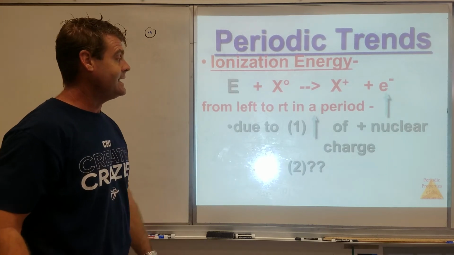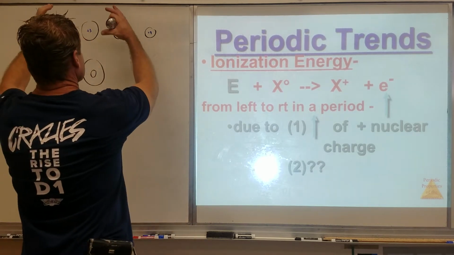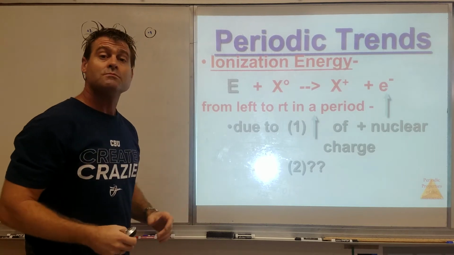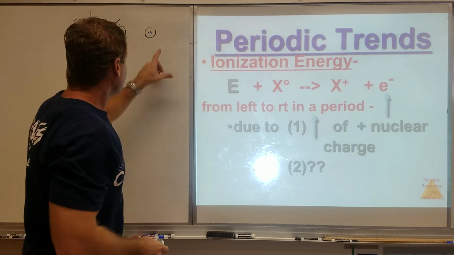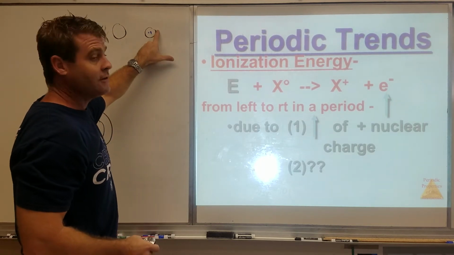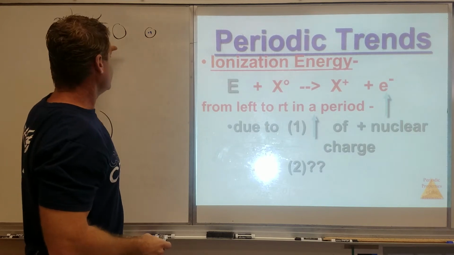And then secondly, what do you notice? The atoms are getting smaller. So therefore, if they're smaller, wouldn't you agree the outer electron over here on fluorine is much closer to the nucleus than it would be in lithium?